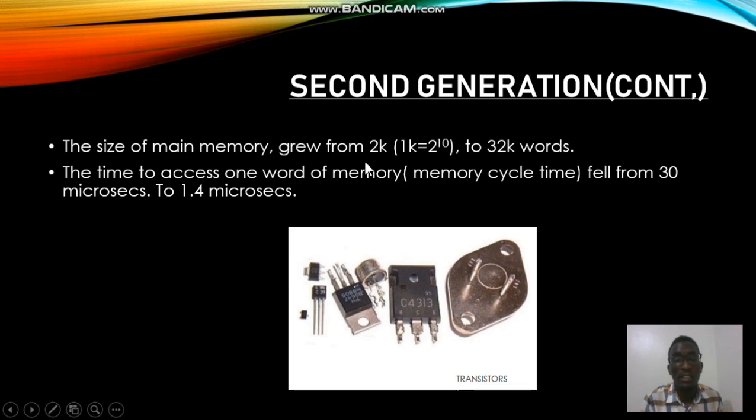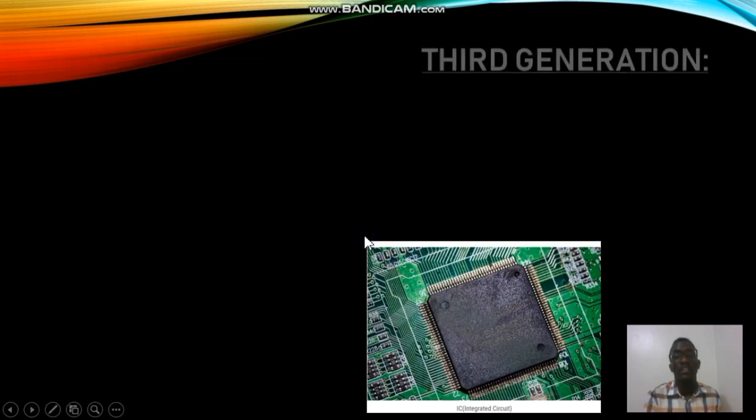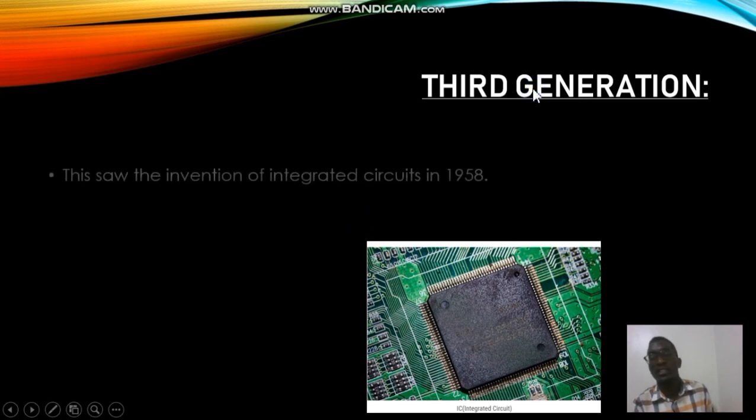However, the transistors could do this in 1.4 microseconds, so they were faster in accessing each word from memory. And this generation also saw improved electronics. For example, they introduced instruction backup, where they used to buffer the next instruction. Then, after the second generation, we saw the third generation.